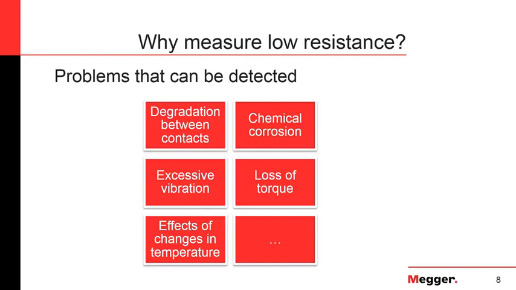Some of the problems that we can detect are degradation between contacts, for example, in a circuit breaker or a disconnect switch, or excessive vibration in motors. In the straps of a battery system, we can detect chemical corrosion, or loss of torque in connections, for example, in bus bars in substations. Of course, we should note that these problems are not limited to the applications I just mentioned, and in most cases, we can have a combination of them in our application.